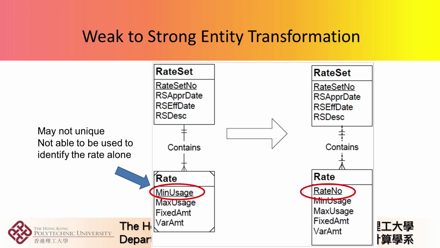Identification dependency symbols should be removed. The solid line between the two entities should be changed to a dotted line, and the diagonal lines in the corners of entities should be removed. To find a suitable primary key, we can use an integer data type with values generated by the database management system. The new primary key for the strong entity rate is rate number.